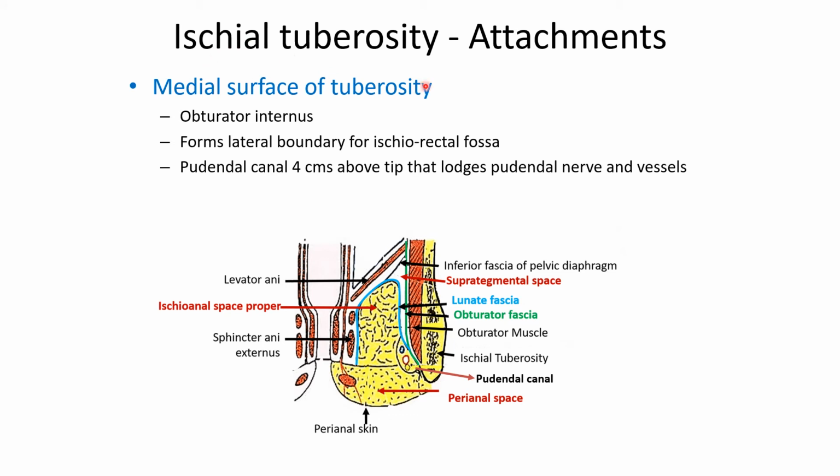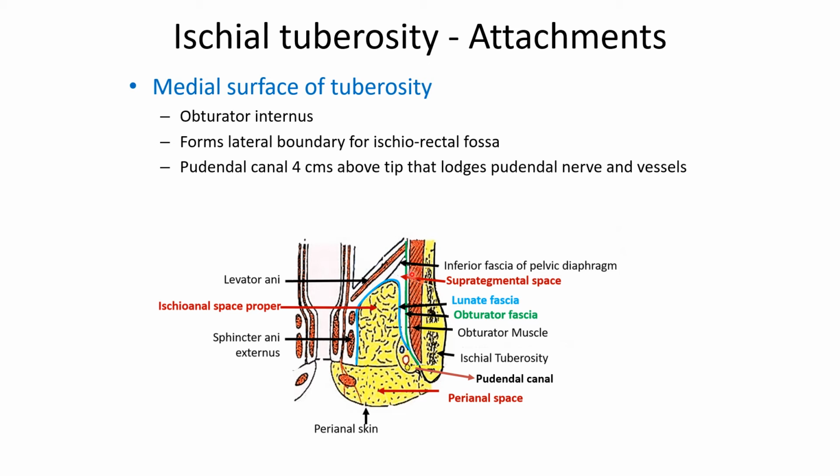Then what about the medial surface of the tuberosity? Now you know what the medial surface is. In the previous picture you have seen that. So that will be related to the obturator internus muscle. This is the obturator internus muscle, and in relation with that there is the fascia covering it. So that is the obturator fascia.